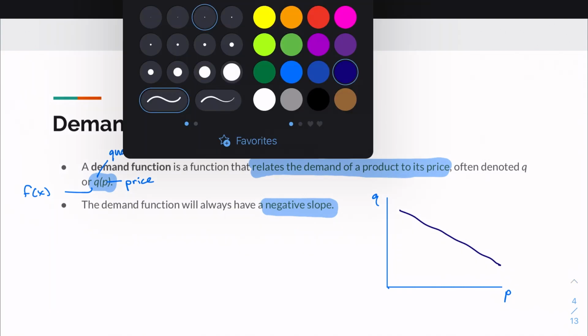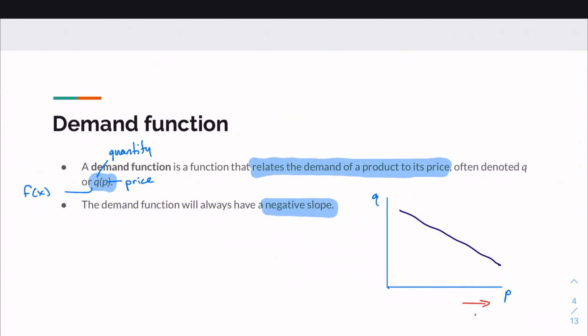Why is that? Well, again, going back to what we said before, as price increases, we notice that the demand starts to decrease. And that's exactly what that negative slope is showing, that inverse relationship between demand and price. All this is, again, because a more expensive item usually means less demand, fewer people who want to buy that item.